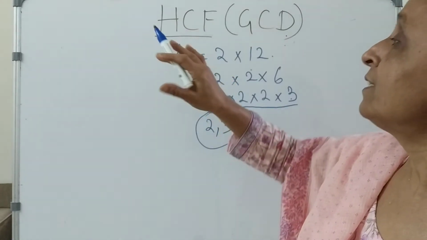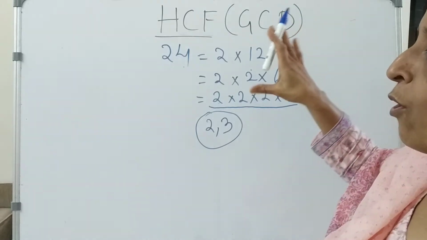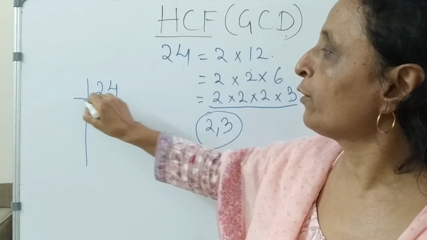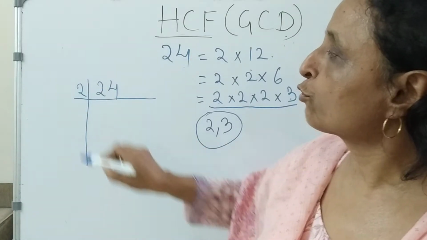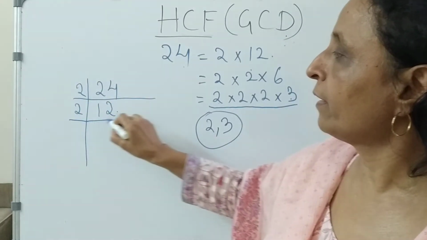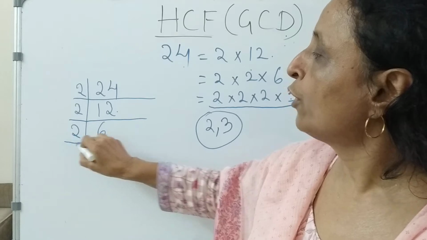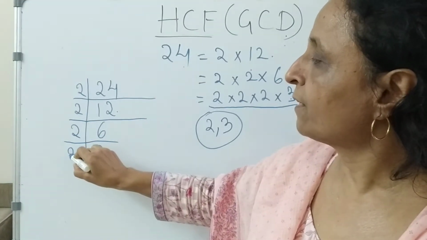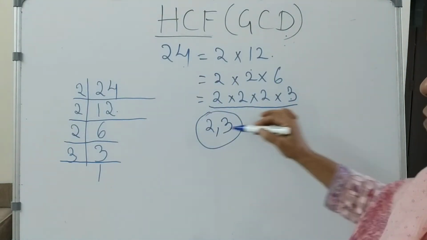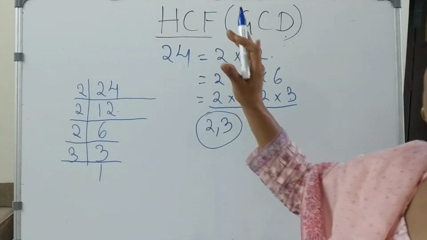Now, this is a horizontal method of factorization. You can also have a vertical method of factorization. 24 you write and you start with 2. Then here it is 12. Again you can divide it by 2, it is 6. Then again you divide it by 2, you get 3. And then 3, it is finally 1. So here these are the factors. You write it vertically or horizontally.